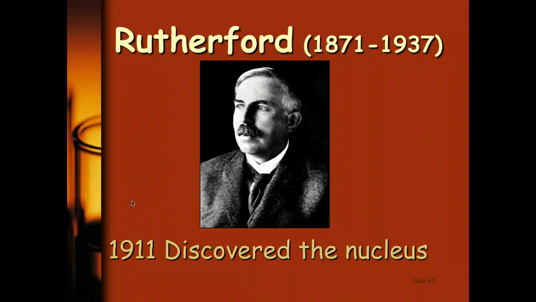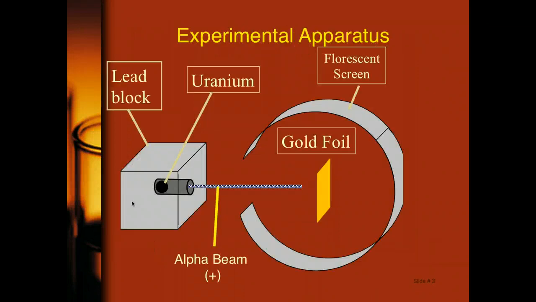Alright, so Sir Ernest Rutherford was credited with discovering the nucleus in 1911. And later on, he discovered that the nucleus was made of protons and neutrons with his counterpart Chadwick. We'll talk about that at the end of this session. Alright, so let's look at his experimental apparatus, the tests that he did.